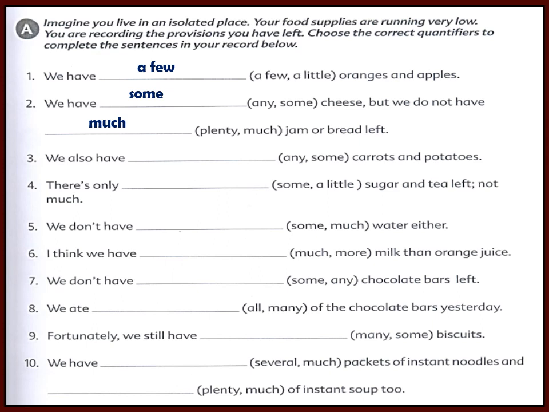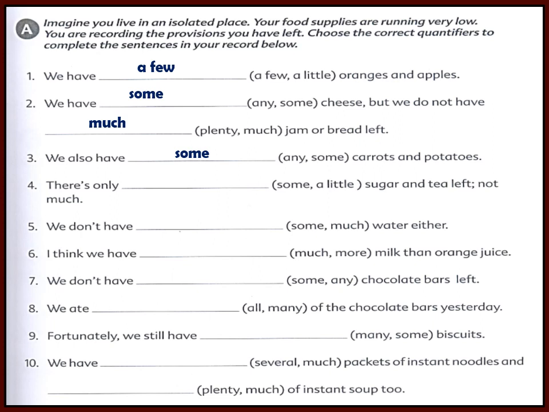Third one, we also have dash carrots and potatoes. Now what will you use? You can revise the information I provided about point number 2. Any is not possible, because the sentence is not negative. So obviously we will use some here. We also have some carrots and potatoes.